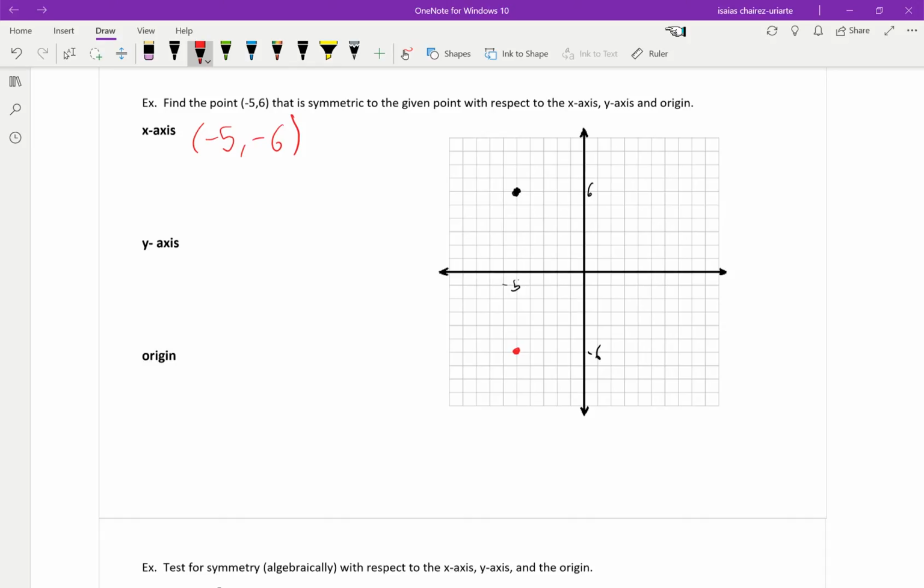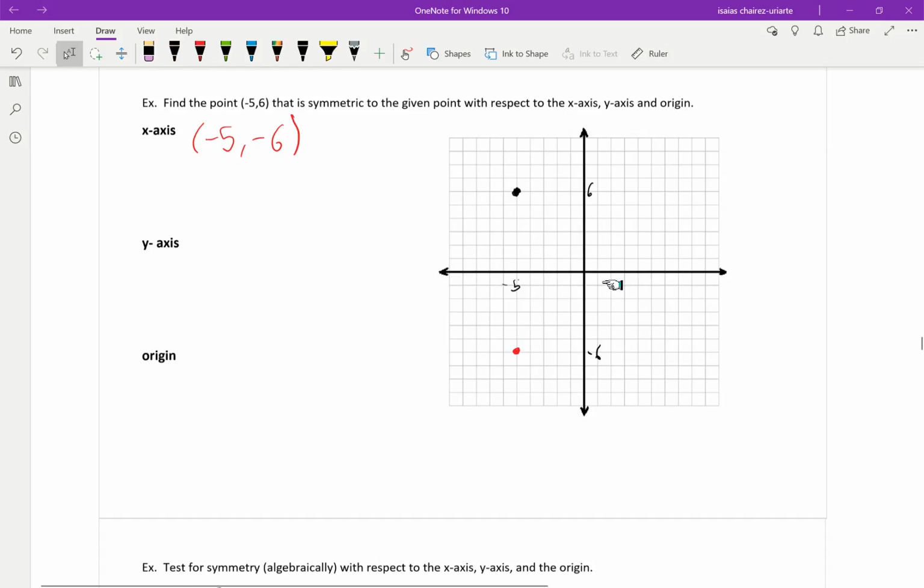Okay, let's use green for symmetry with respect to the y-axis. So this is my original point, negative 5, comma 6, and I'm looking for a point that's across the y-axis, so that it's symmetric with respect to the y-axis. So then that means that the y-coordinate is going to stay the same. What's going to change is the x-coordinate. Instead of being negative 5, it should be positive 5 now. So let me count. 1, 2, 3, 4, 5. So that's 5 right there.